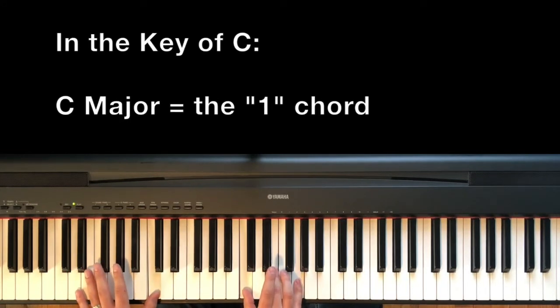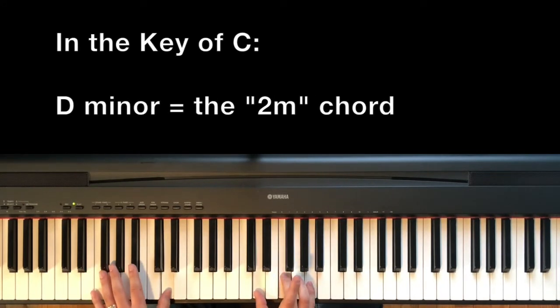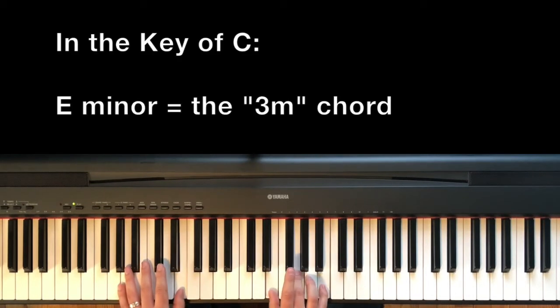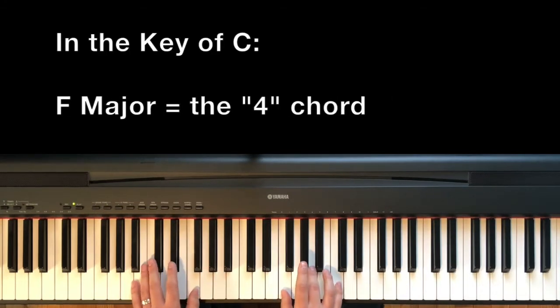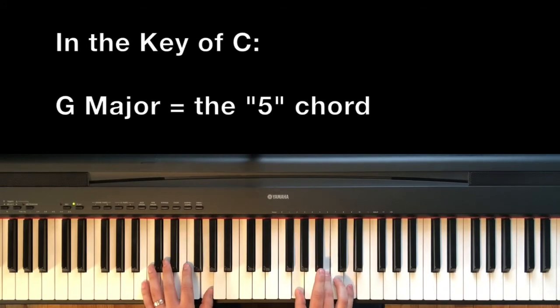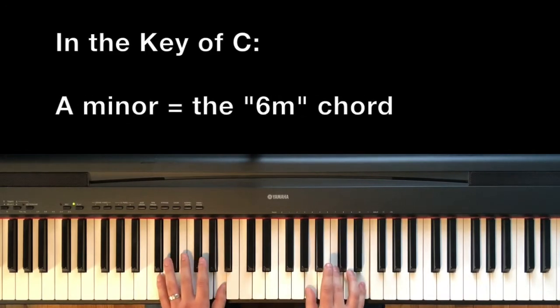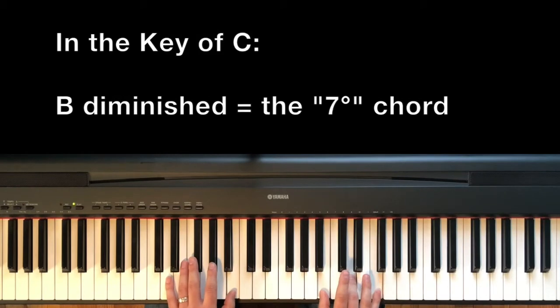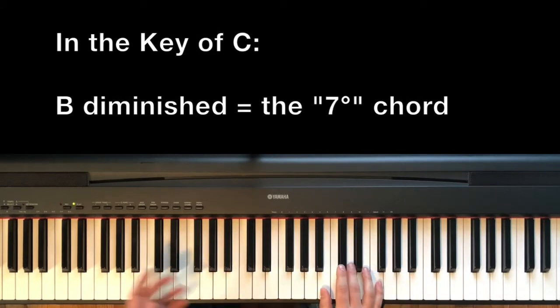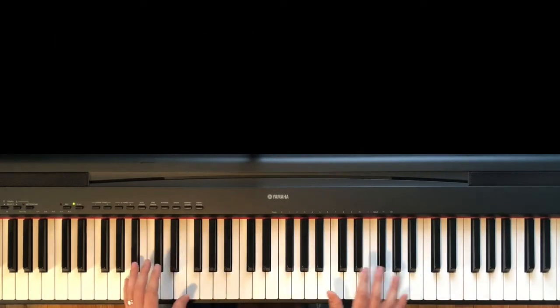If we move up to the 2 chord, it looks like this. It's a D minor, right? If we move up to the 3 chord, it's an E minor. If we move up to the 4 chord, it's an F major. The 5 chord is G major. The 6 chord is A minor. The 7 chord would be what's called a B diminished chord, but that doesn't really get used in popular music. I'm going to talk about something in just a second regarding the 3 and the 7.